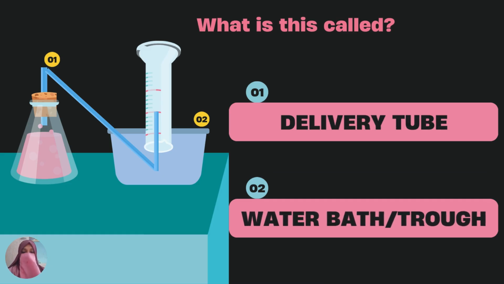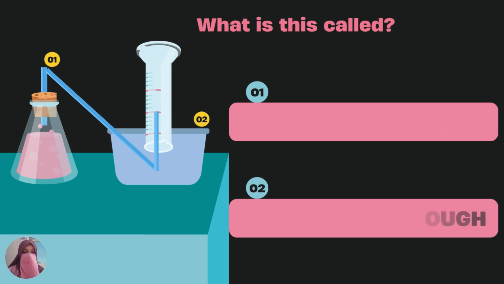What is this called? A delivery tube and a water bath or trough. This tube is called a delivery tube. Most students don't know the name of this tube. It is used to transfer gas from one place to another. It's called a delivery tube, and then you have a water bath.